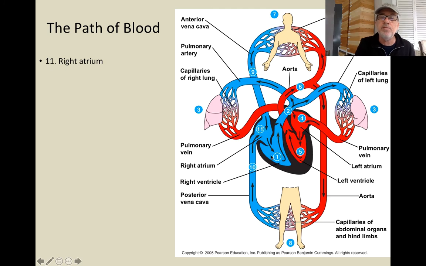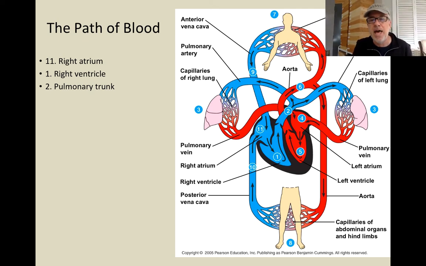And then the blood is going to flow into number 1, the right ventricle, and from there into number 2, the pulmonary artery or the pulmonary trunk. Technically, each one of these is a pulmonary artery, and when they're joined, here's the pulmonary trunk. That'll become important in the pig dissection. You'll have to learn that.